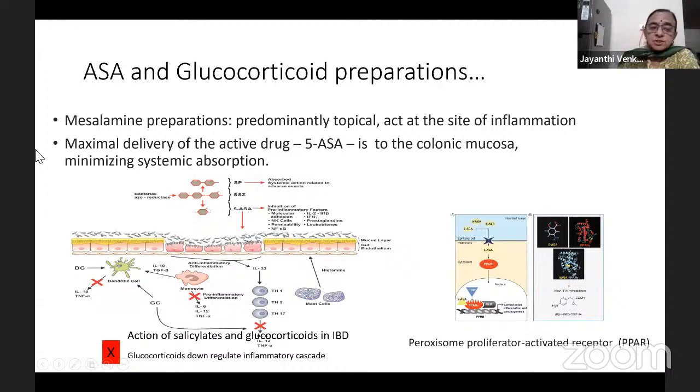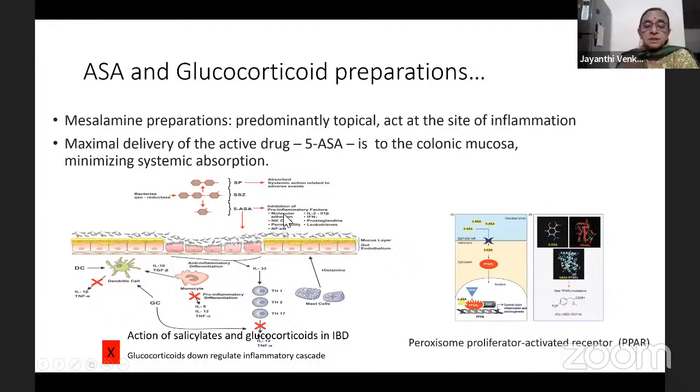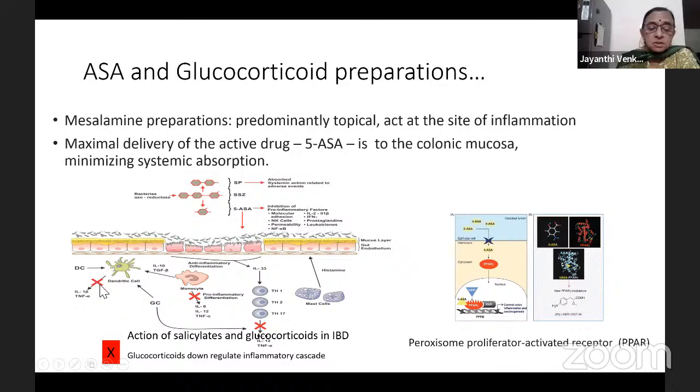So what is the site of action of these ASA and glucocorticoid preparations, which are the level 1 conventional treatment options for management of ulcerative colitis? The ASA acts on the surface of the mucosa, and it acts on the pro-inflammatory mediators, which are shown here, as well as the glucocorticoids, which act at the various interleukin levels. The ones that are marked with a cross are the sites where the glucocorticoids act. So this is the mechanism of action.